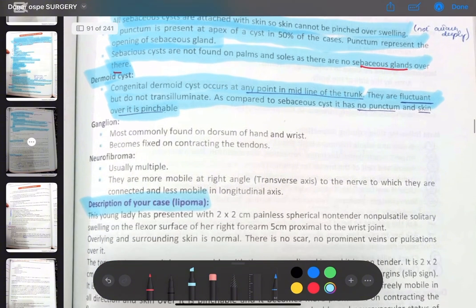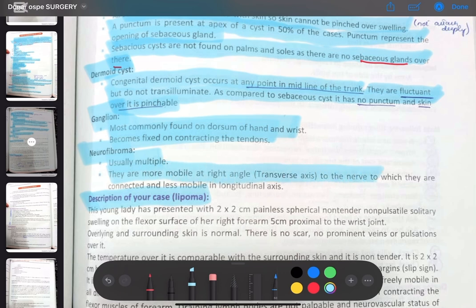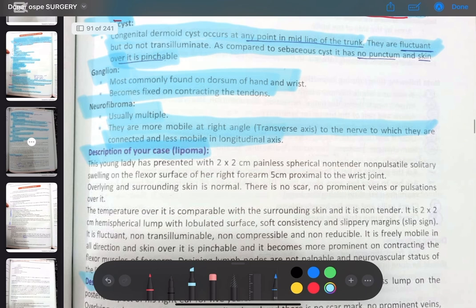Now ganglion, it is most commonly found on the dorsum of the hand and wrist and becomes fixed on contracting the tendons. Neurofibroma is usually multiple and they are more mobile at right angles, the transverse axis, to the nerve to which they are connected, and less mobile in the longitudinal axis. So this is the diagnostic point about neurofibroma, that they are multiple and they are mobile at right angles.